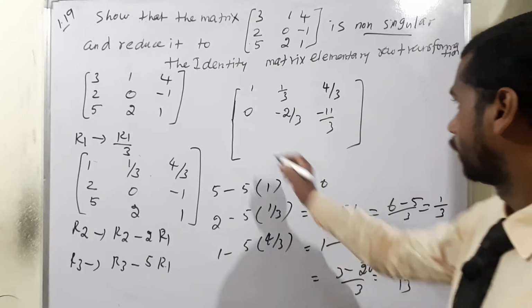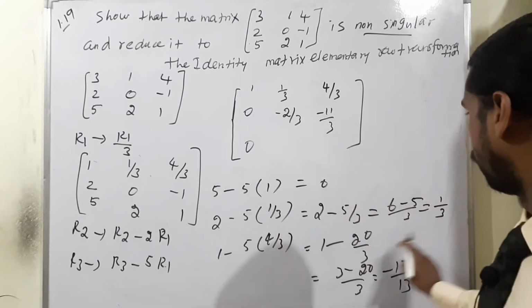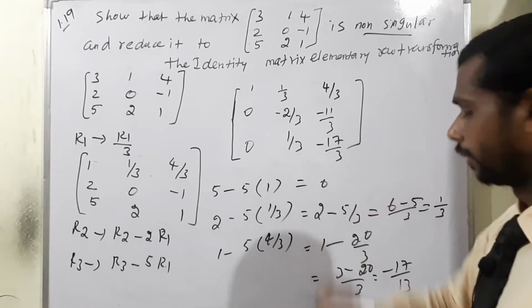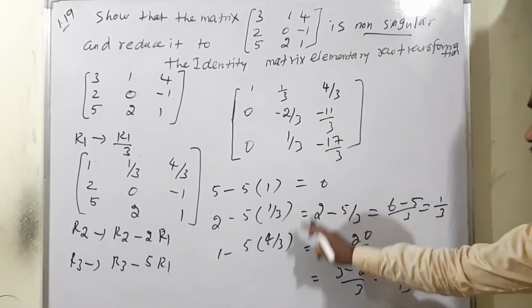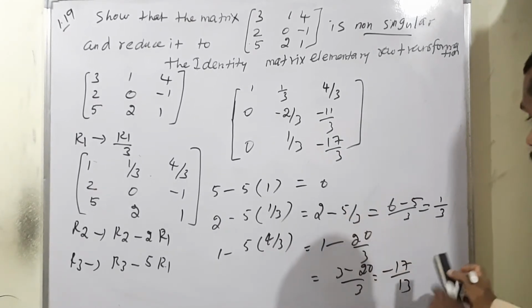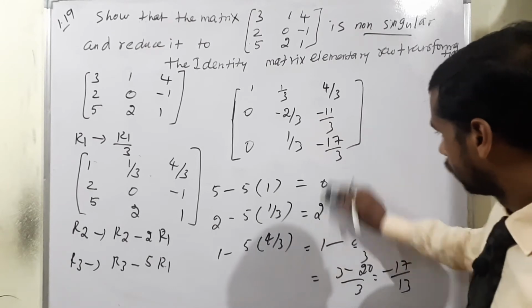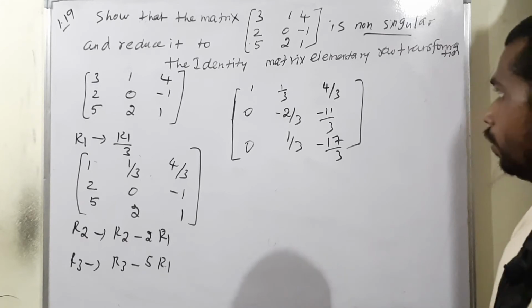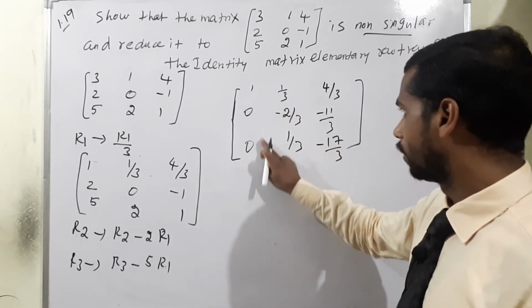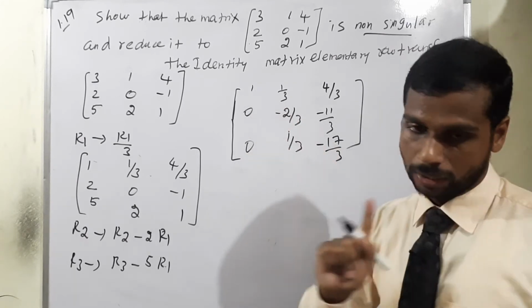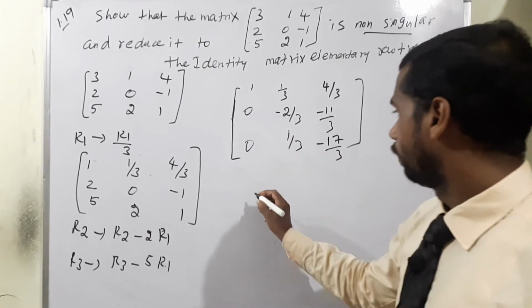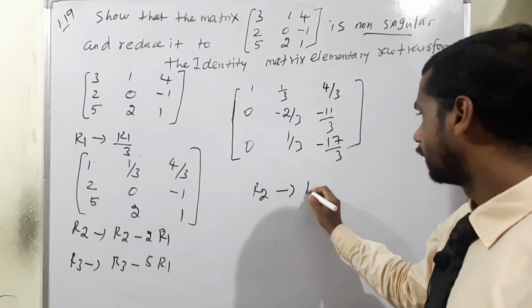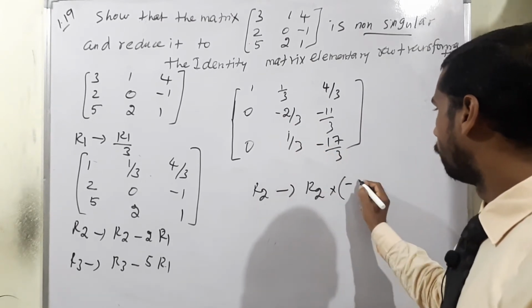Therefore first condition 0, second condition 1 by 3, isn't it? This is called 1 by 3. Next one minus 17 by 3. So now important notes, for your understanding just note it. So now the identity matrix, 1 is there under the term 0. Next one, the middle entry we have to show value will be 1. So we have to apply R2 gives, already minus sign is there, therefore R2 into minus 3 by 2.